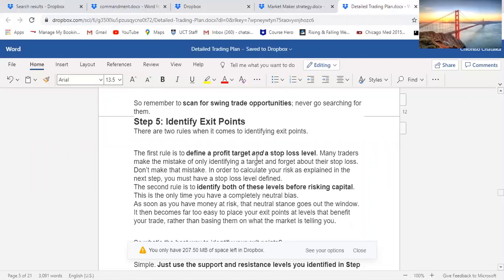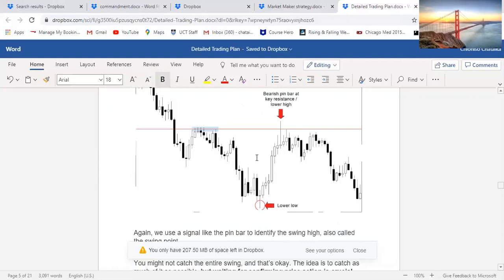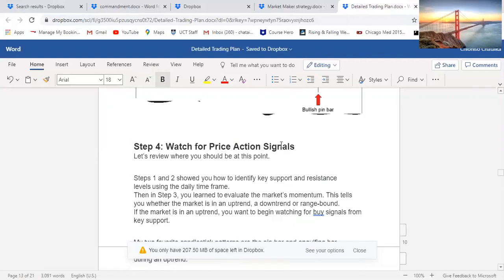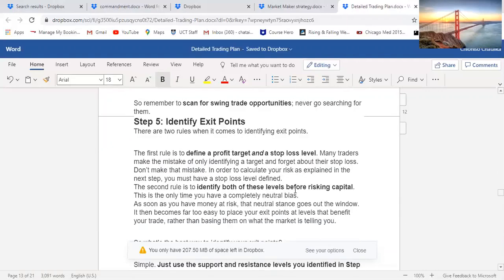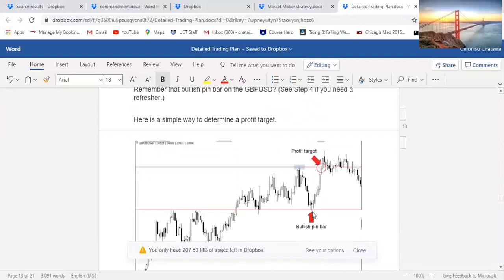Identify exit points. So say I've just finished watching out for price signals to buy or enter. After I've done that, you should also know when you're going to exit. It doesn't help you to just know when you're entering and then just set a stop loss and that's the end of the story. You should know when you're exiting, right? Identify both these levels before risking capital. That's important. So say you're going to enter here, you're going to take profit at this next high here.